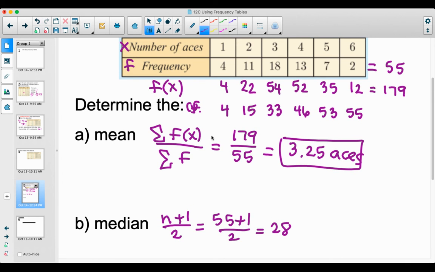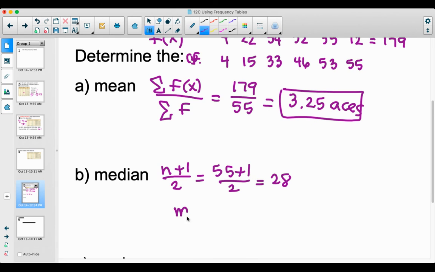So when we look at this, our 28th term is going to fall right in here. And so that's the number 3. And so our median is going to be 3.